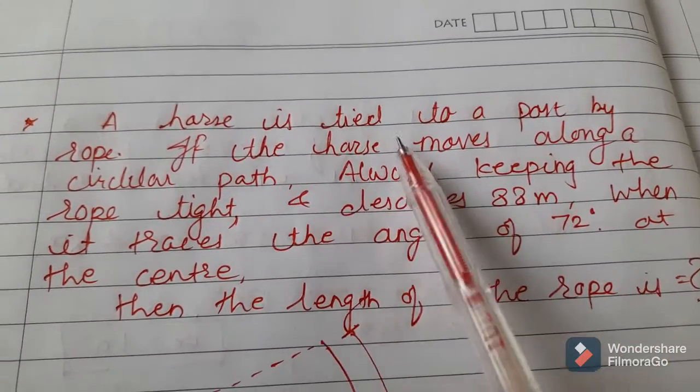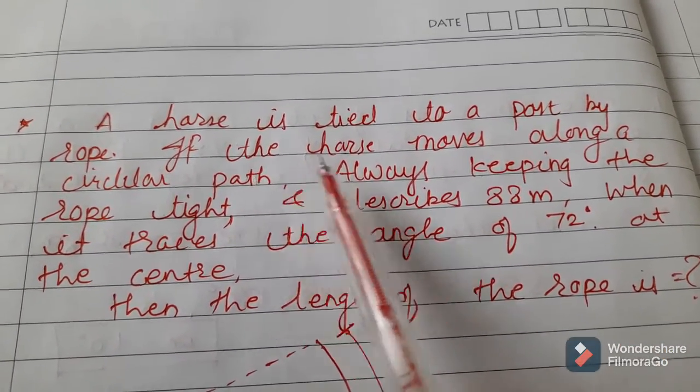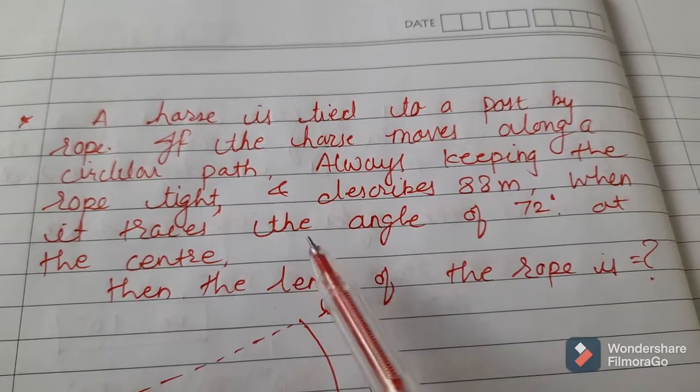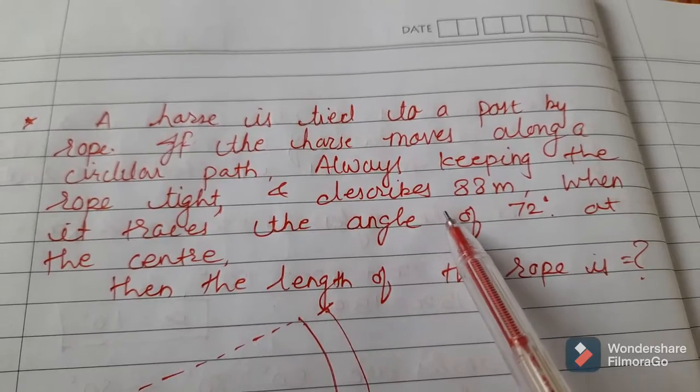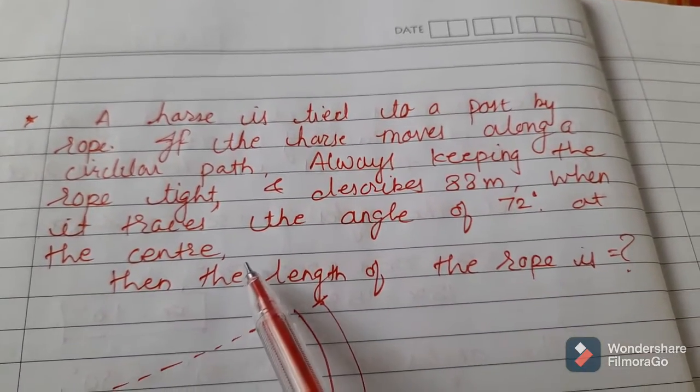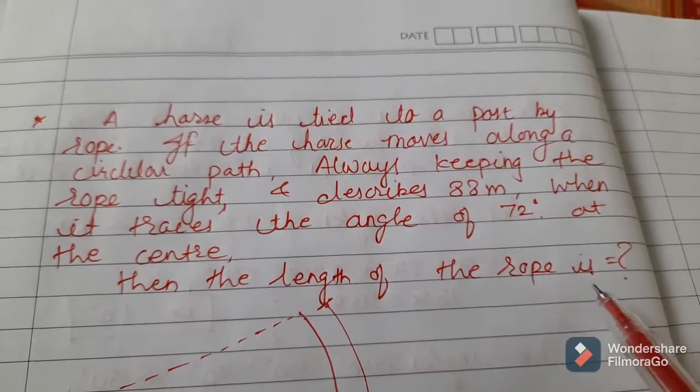A horse is tied to a post by a rope. If the horse moves along a circular path, always keeping the rope tight, it describes 88 meters when it traces the angle of 72 degrees at the center. Then the length of the rope is how much?